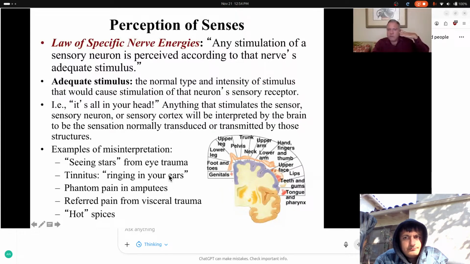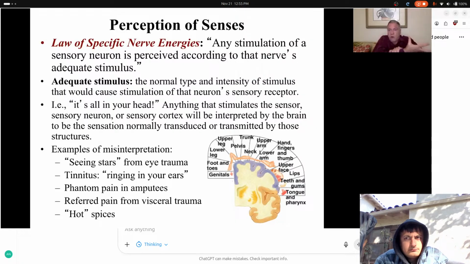Where's that sound coming from? There is no sound. But congestion is impinging on nerves that normally respond to sound, therefore your brain assumes that there's sound, and so you hear sound that's not there. Or phantom pain: somebody gets their hand cut off, and now it feels like their hand hurts. How can their hand hurt? It's no longer attached to their body. Well, the nerves that used to come from the hand are still there, and they're awfully irritated because they just got cut. So it feels like your hand is there.